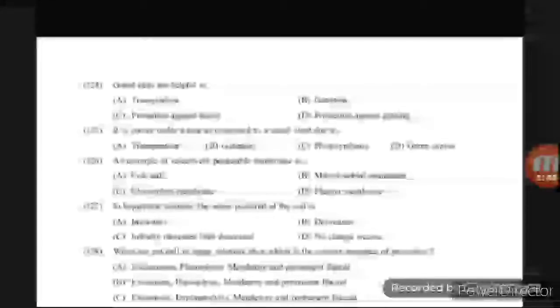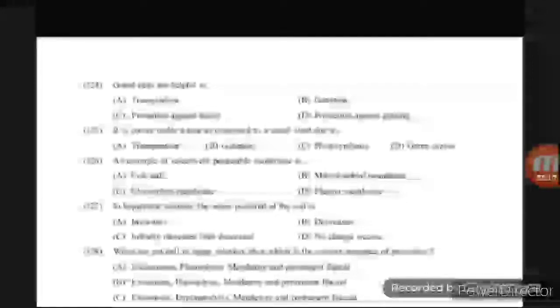So therefore, for question number 124, guard cells are helpful in transpiration. So therefore option A, transpiration, is the correct answer for question number 124. So if we go to our next question, that is question number 125.